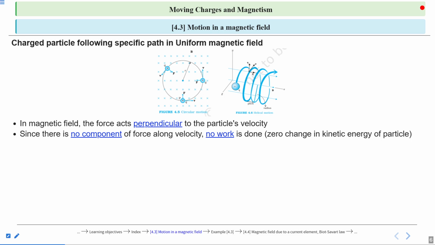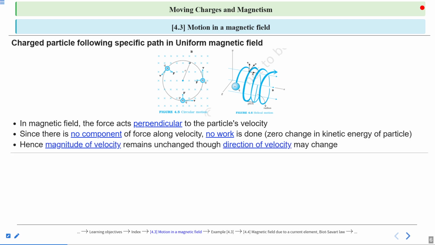What is the work energy theorem? Work is equal to change in kinetic energy. If there is no component of force along the velocity, it means the magnitude of velocity is not changing. That means kinetic energy is remaining constant, and if kinetic energy is constant, that means no work is done, that is, zero change in kinetic energy of the particle. Hence the magnitude of velocity remains unchanged, though the direction of velocity may change.